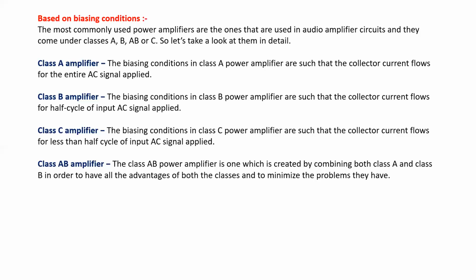And the last classification on biasing condition is Class AB amplifier. The Class AB power amplifier is one which is created by combining both Class A and Class B amplifiers in order to have all the advantages of both these classes and to minimize the other problems or power dissipations.